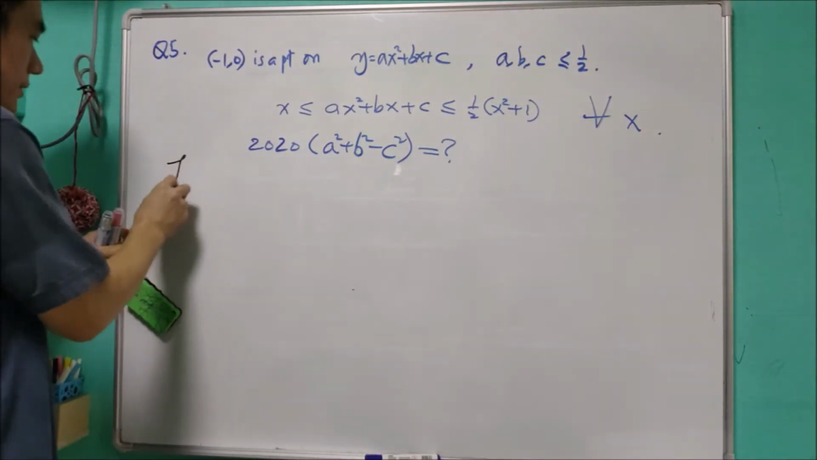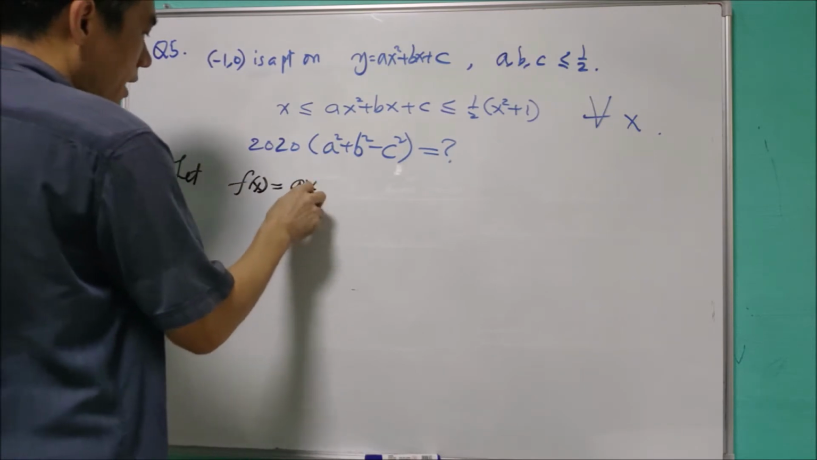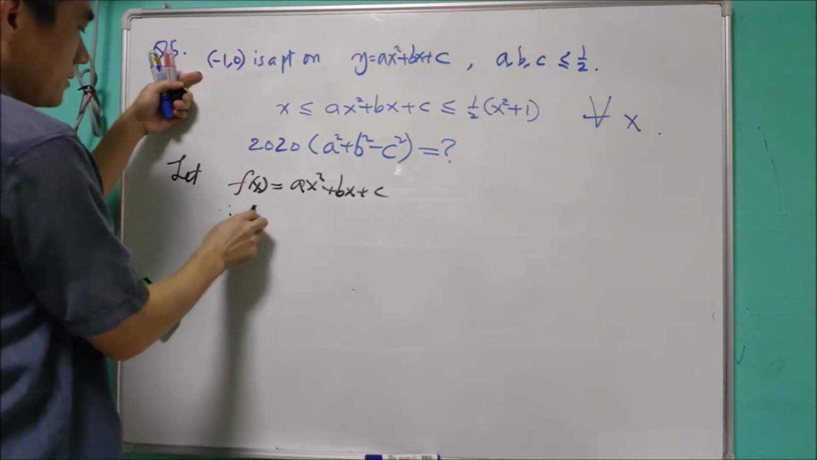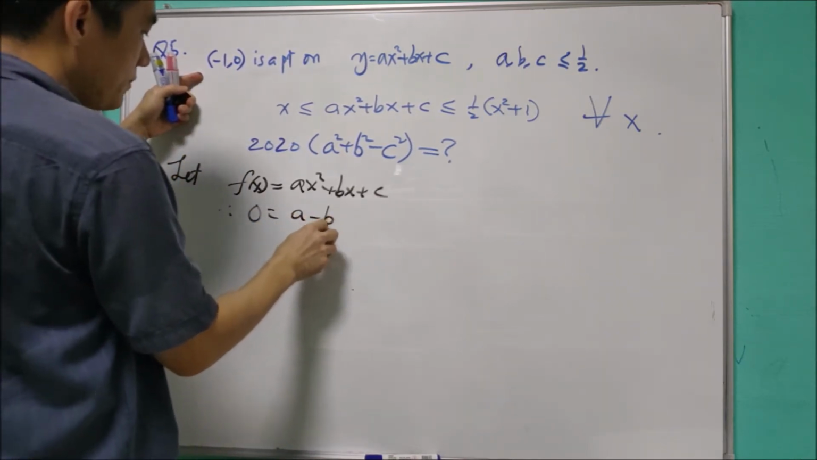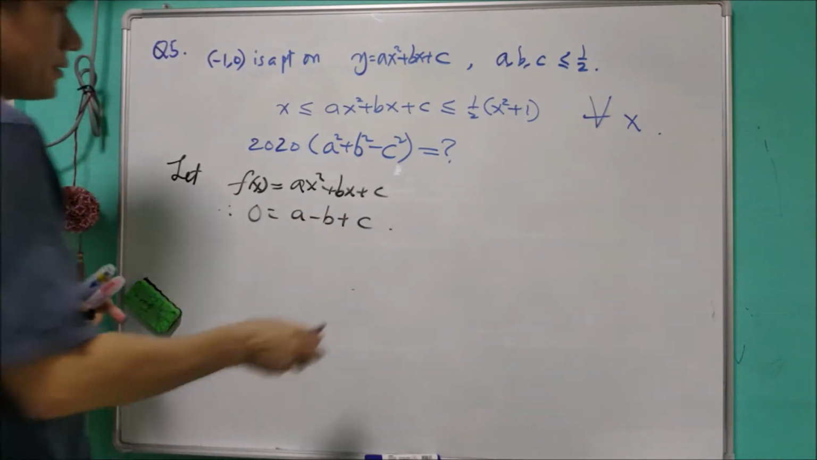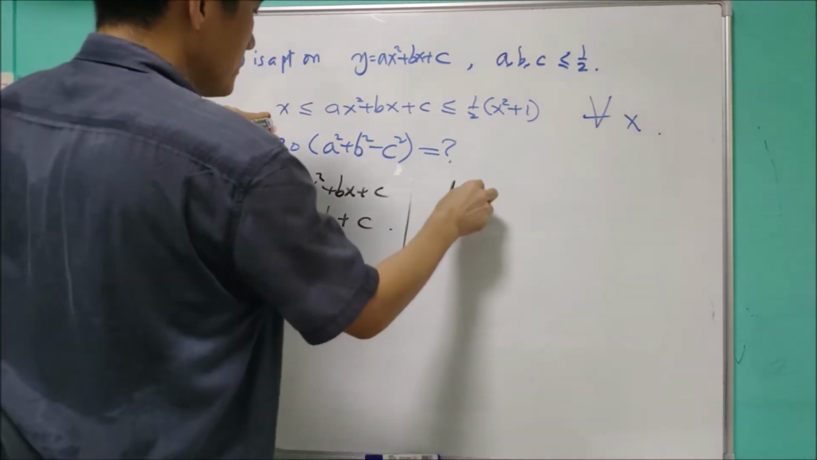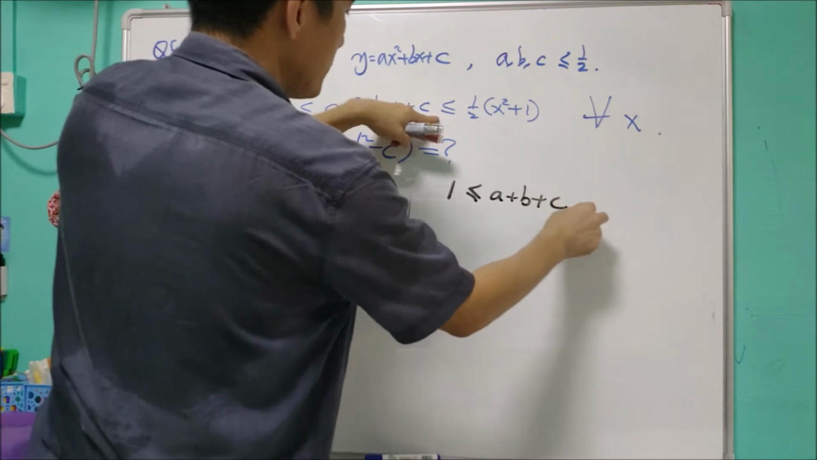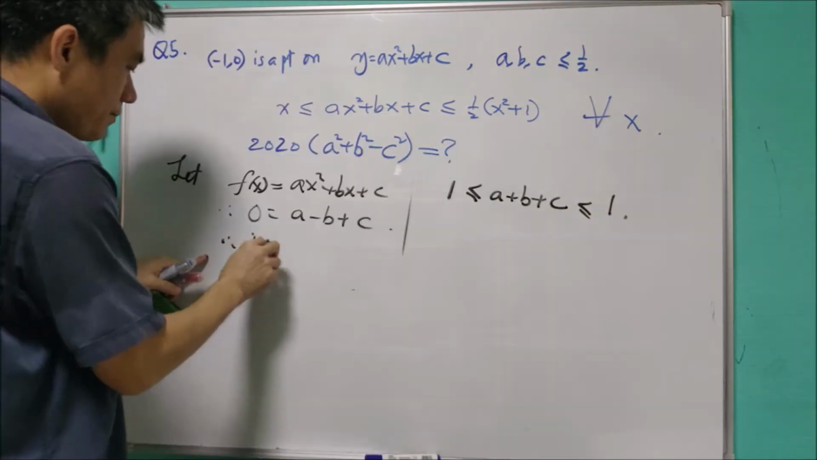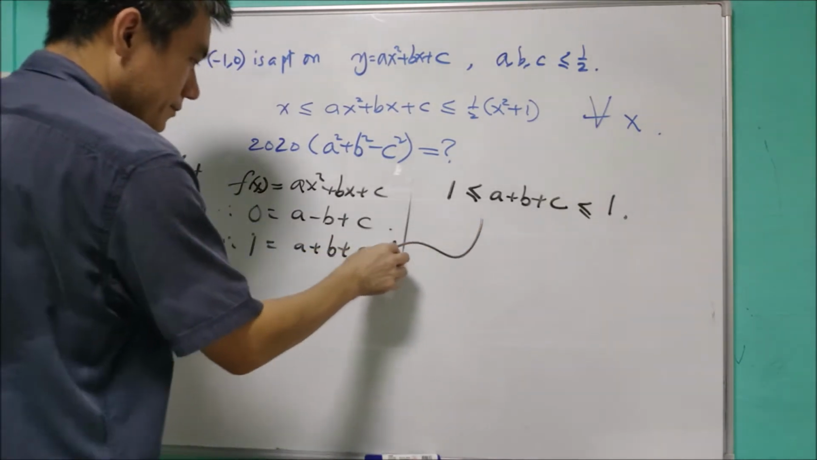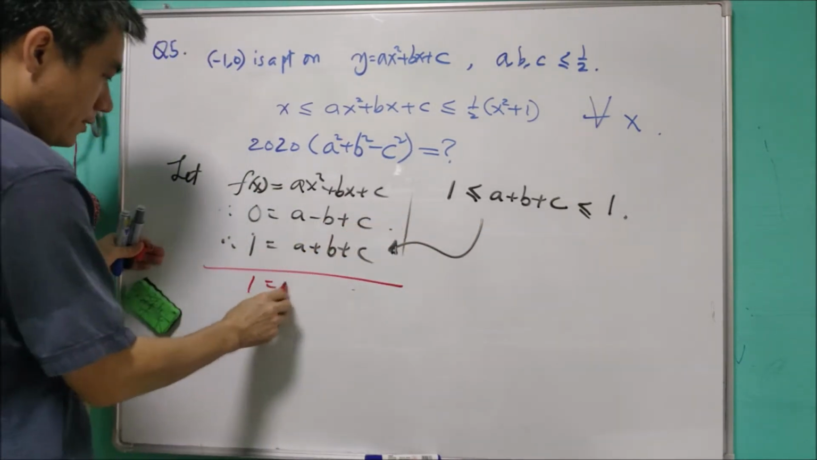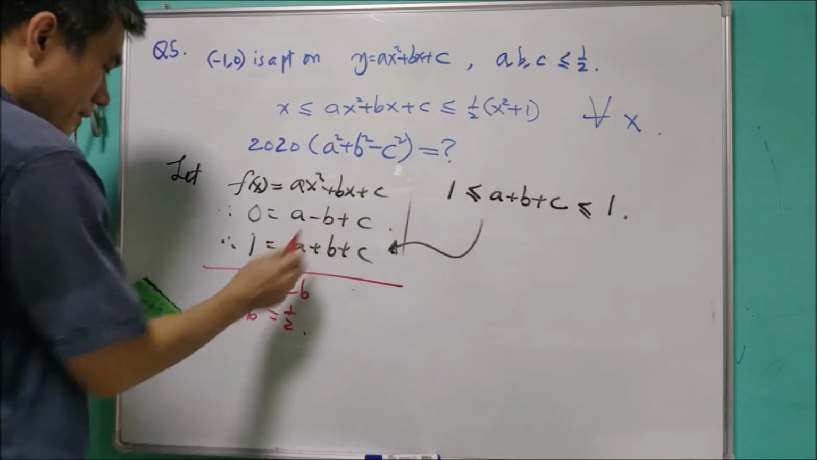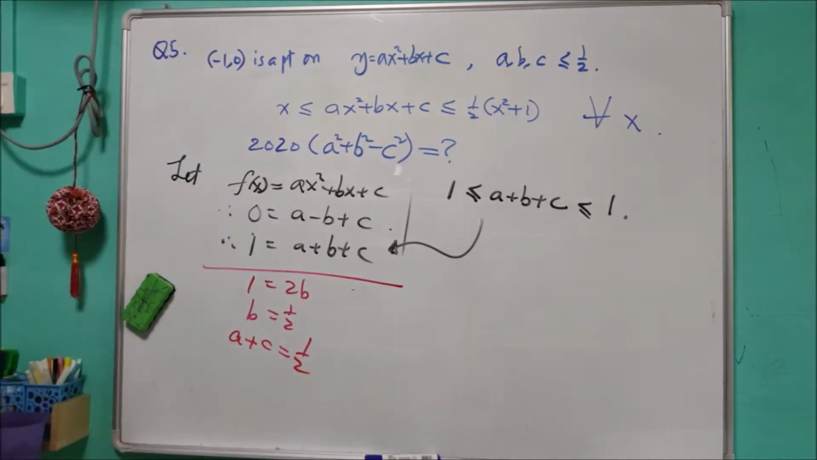So first of all, we will let f(x) equals ax squared plus bx plus c. Because it passes through (-1, 0), it means that 0 equals a minus b plus c. And we also know that when x equals 1, this will equal a plus b plus c. And on the right hand side, it is also equal to 1. So a plus b plus c is equal to 1. Take the difference of these two equations, and we have b equals half. Since b equals half, a plus c is equal to half.